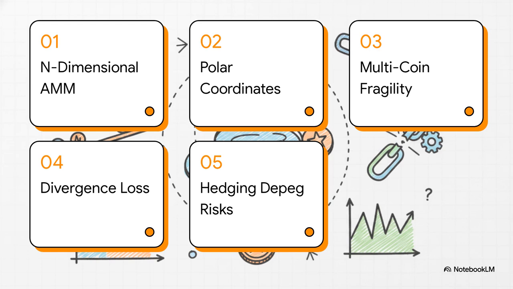Here's our roadmap for today. We'll hit the n-dimensional AMM vision, swapping via polar coordinates, multi-coin fragility, divergence loss, and SVB, and finally, hedging depeg risks. Let's get right into it.